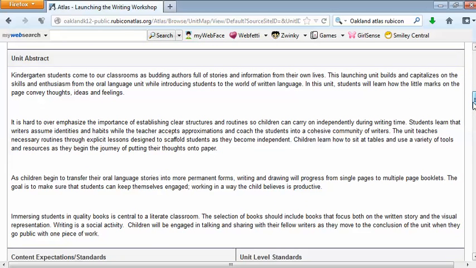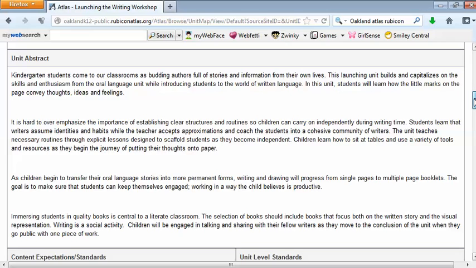I'm going to give you a moment now to read the unit abstract. This goes in more depth into the planning and organization of this unit. Go ahead and pause this video to take a moment and read this. Okay. More on unit structure.